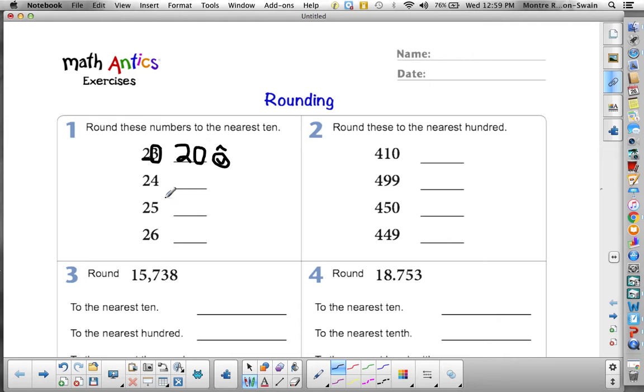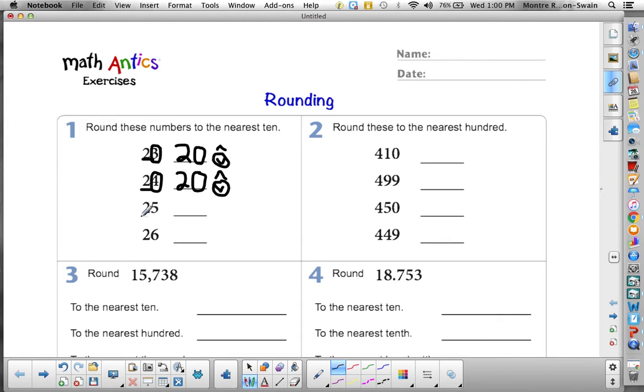All right, and let's move on to 24. Round it to the nearest 10. Underline the 2. Circle the 4. The 4 is going to say if you're going to go up or down. And we are going to round down. That means the underlying number, the 2, is going to stay the same, and the 4 becomes a 0.